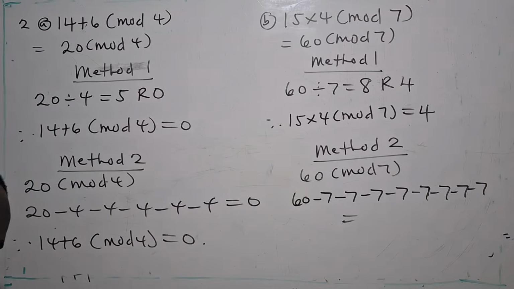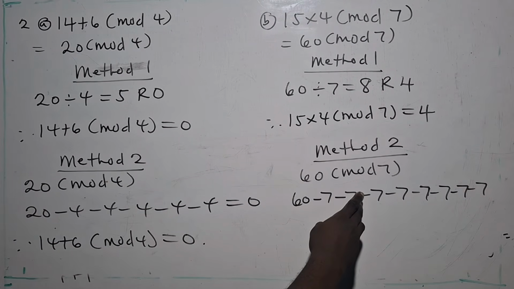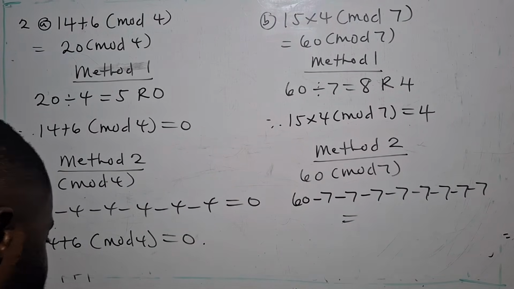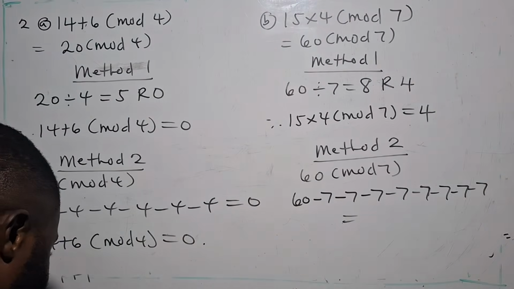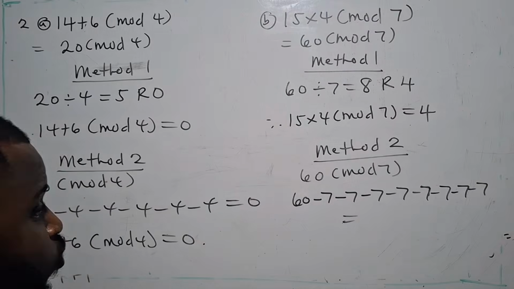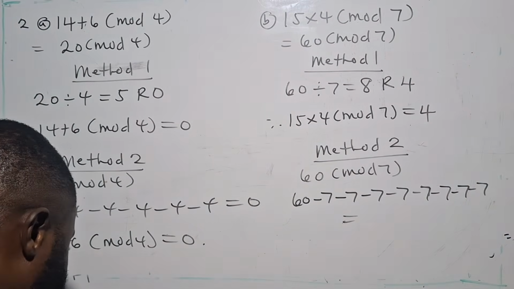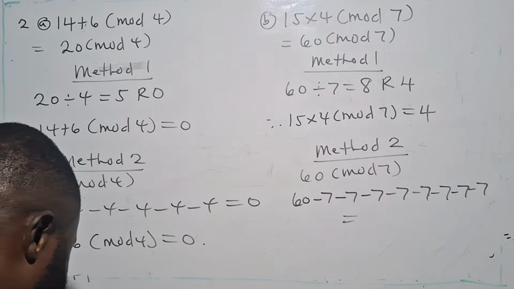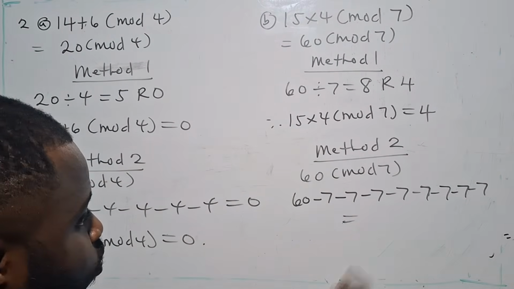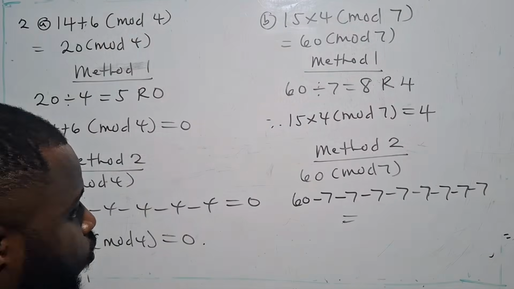So I can do it one after the other. So 60 minus 7 is 53. Then minus 7 again, 46. Then minus 7 again gives me 39. Minus 7 again, 32. Minus 7, then 25. Then minus 7, get 18. Then minus 7 again, then we get 11. Then minus 7, then you are going to get your 4.